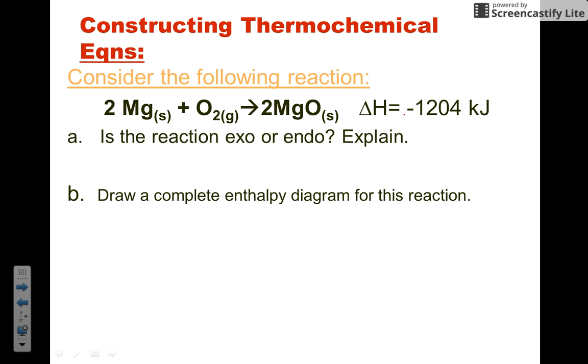Notice since it's negative, we can answer part A, is the reaction endothermic or exothermic? Well, since we have a negative sign here, we know that it's exothermic, because if your delta H is negative, that indicates that the energy of the products is less than the energy of the reactants. So negative is because that's a negative enthalpy.